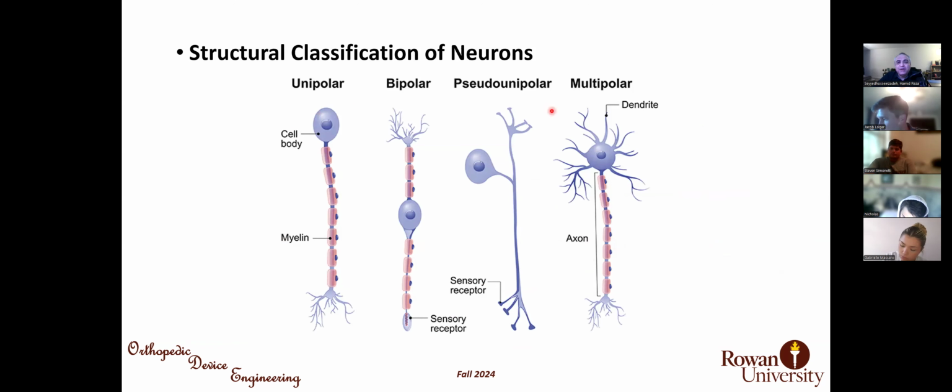Neurons can have different shapes. You don't need to memorize them, just be familiar with their different shapes.